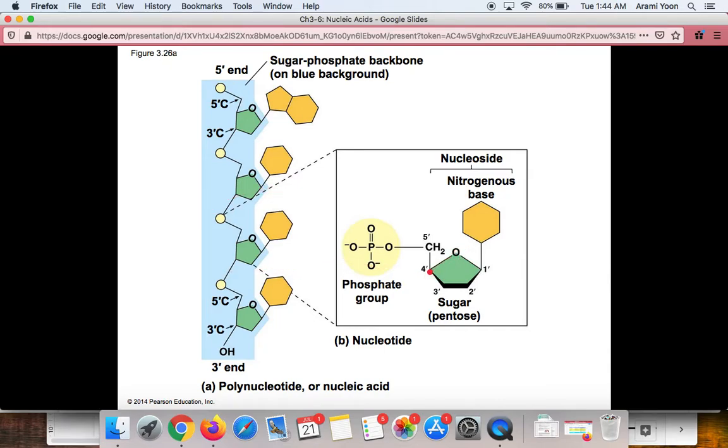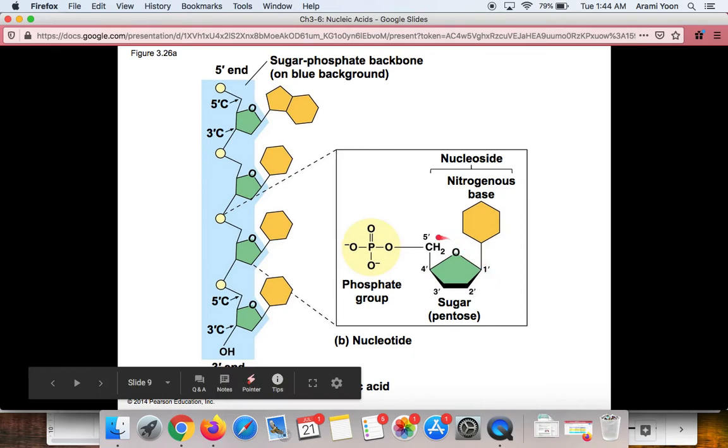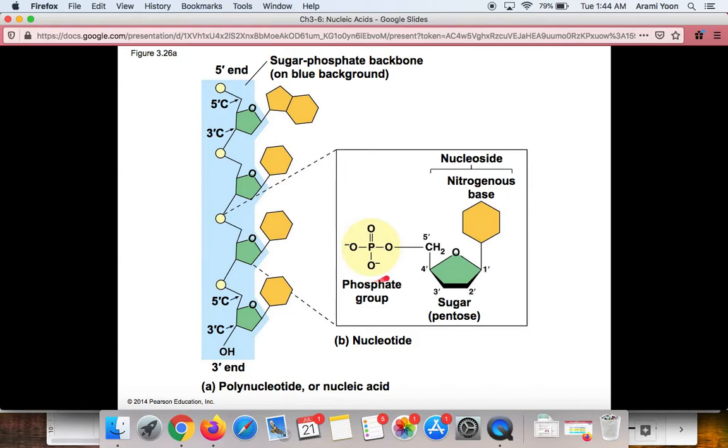You would see a pentose sugar, pentose meaning 5-sided sugar. And you'll notice that this pentose sugar has the carbons numbered. So remember, the carbons are not explicitly labeled, but anytime you see a vertex in this type of drawing, there's a carbon there. So we have 5 carbons in this pentose sugar. And on the 5th carbon, right here, we've got a phosphate group attached. Notice that it's negatively charged.